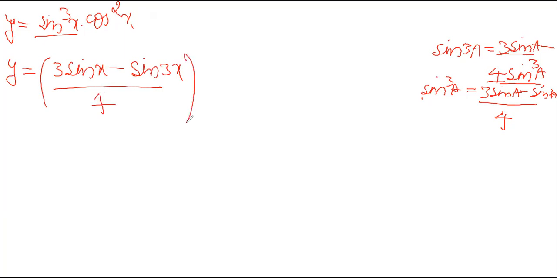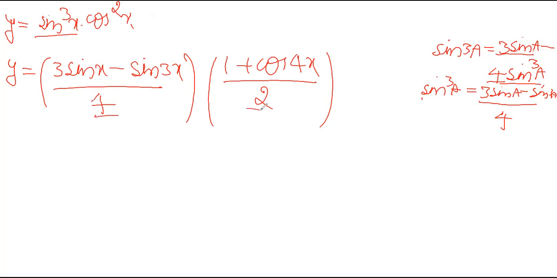Then this is the first one. After that, cos square. You know that cos square theta is equal to 1 plus cos 2 theta divided by 2. I apply here: cos square x is 1 plus cos 4x divided by 2. Then the 4 and 2 give 8. Then y is equal to 1 by 8.